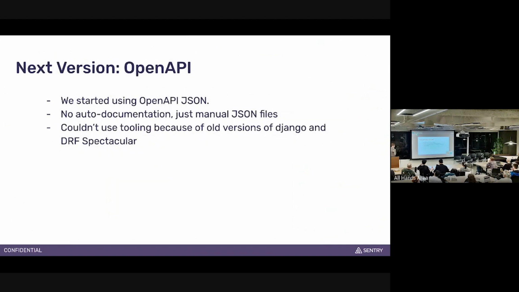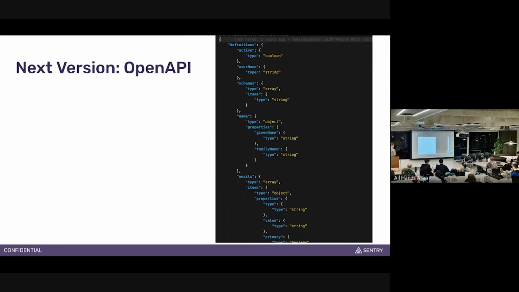Around maybe 2020, we switched to OpenAPI. Unfortunately, we were on such an ancient version of Django that no tooling really worked with what we had. So we went ahead and started writing OpenAPI JSON manually for all of our endpoints, which was quite the task, and it took a long time. You can imagine, 20,000 lines or so was a lot of work for our team to do.